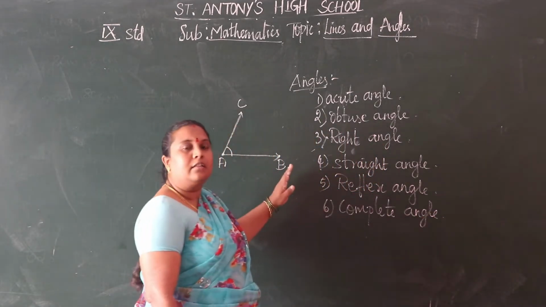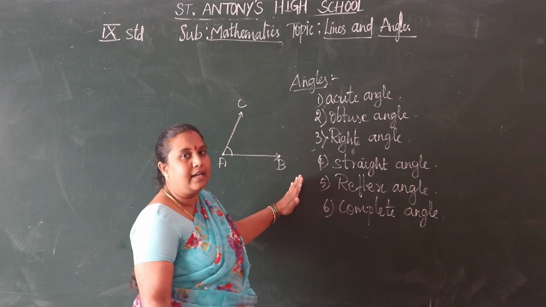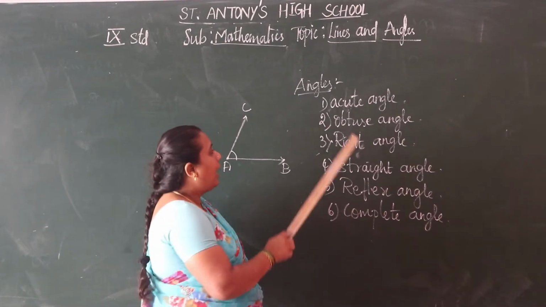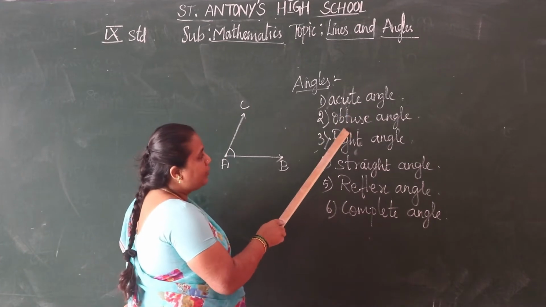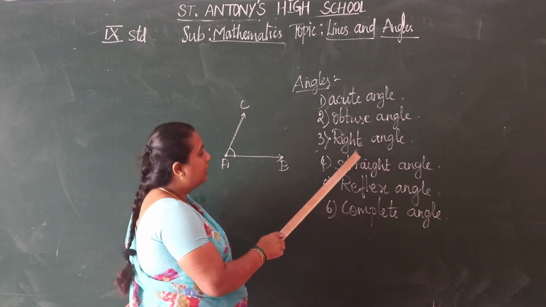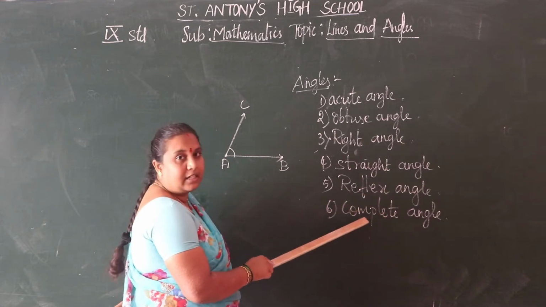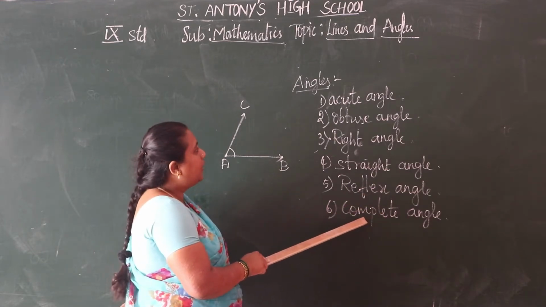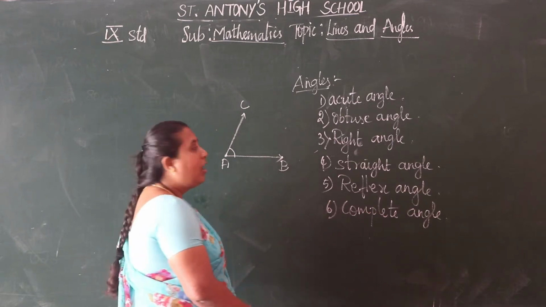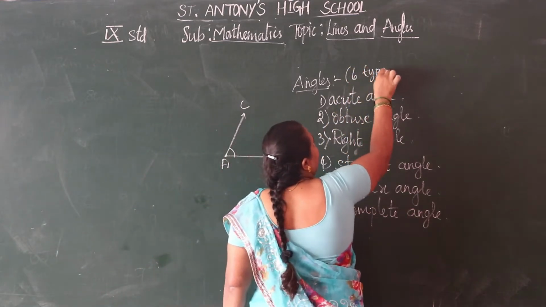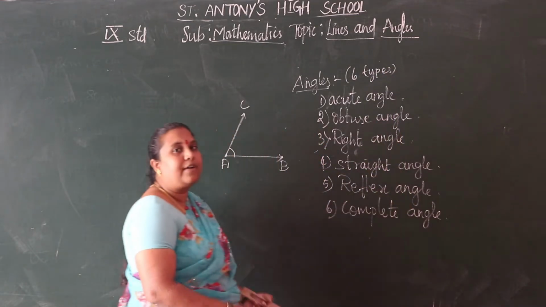Okay, see here, these are the types of angles. What are the types of angles? Acute angle, obtuse angle, right angle, straight angle, reflex angle, and complete angle. So how many types are there? Six types of angles.